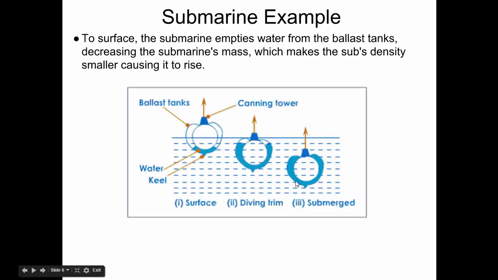These are the ballast tanks in the submarine. So here the submarine is submerged, but it needs to surface, so it starts to drain those ballast tanks. So it's decreasing the mass, but the volume is staying the same size because it's not getting any smaller. And so it's decreasing the density, enabling it to rise, and then eventually surface.